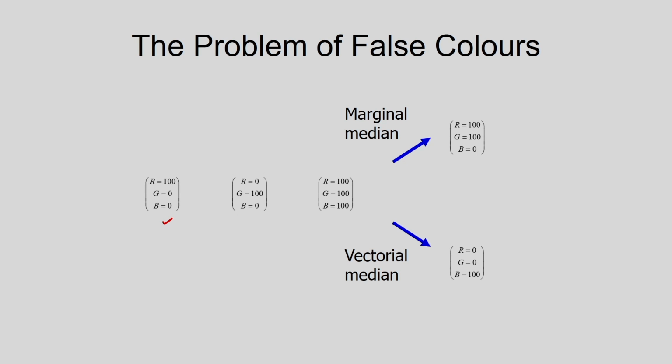So I can determine the marginal median. The marginal median will be 100, 100, 0. But for the vector median, I can apply some algorithm, so the vector median may be something like this. I will explain how to determine the vector median. In this case, you can see this 100, 100, 0 is not available in the original image's pixel values. That is nothing but the false color, the color distortions.